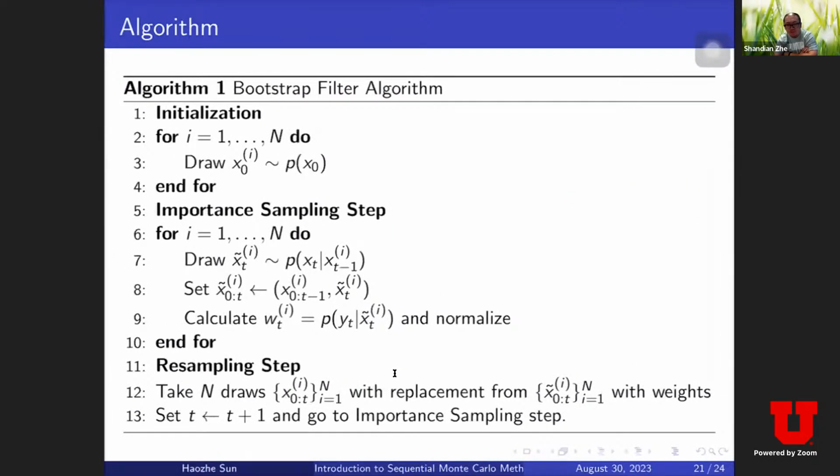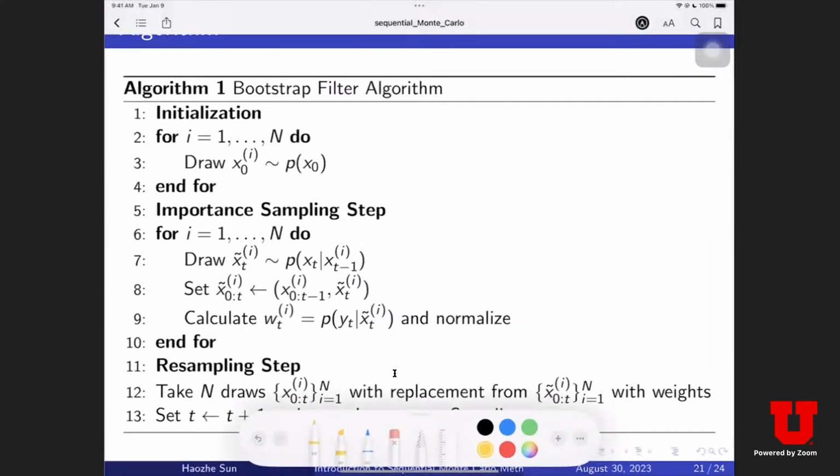And I want to show the algorithm. Initially we draw x0 from the p(x0), and there are many particles, and we can do the importance sampling step. For i from 1 to n, we draw a new x_t^i from the proposal p(x_t | x_{t-1}^i) and set them into this set.